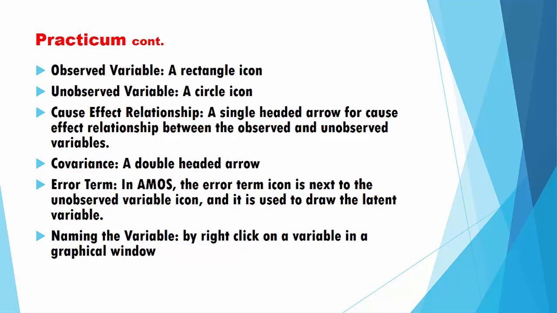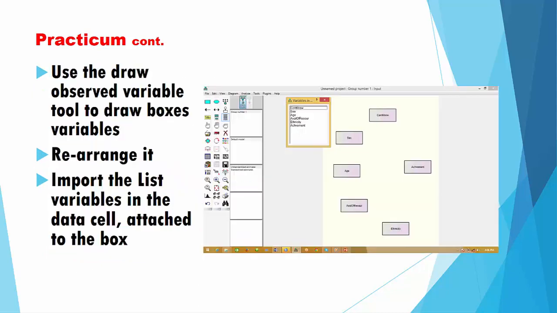Name the variable by right-clicking on the variable in the graphical window. We can drag the name and attach it to the box. On slide 17, use the draw observed variable tool to draw box variables. We rearrange it, then import the list of variables in the data cell attached to the box, which we can see.